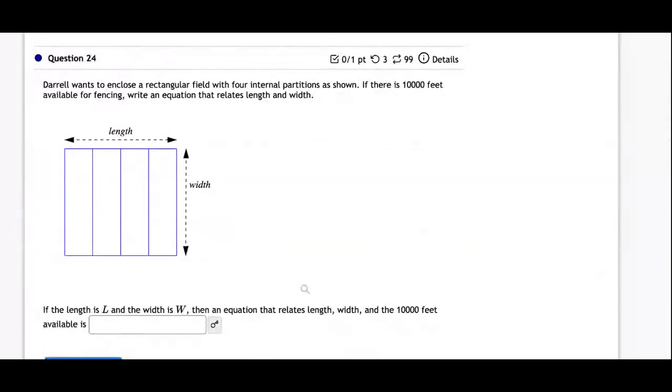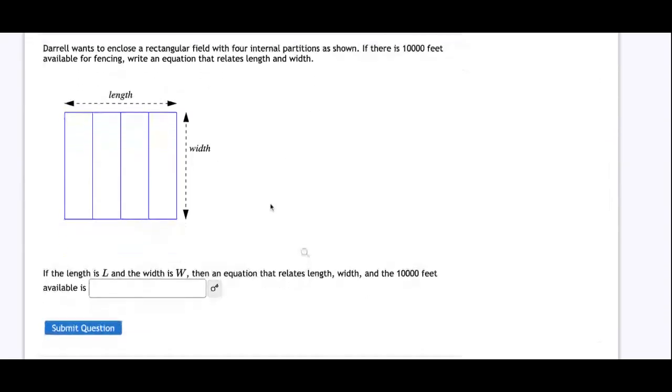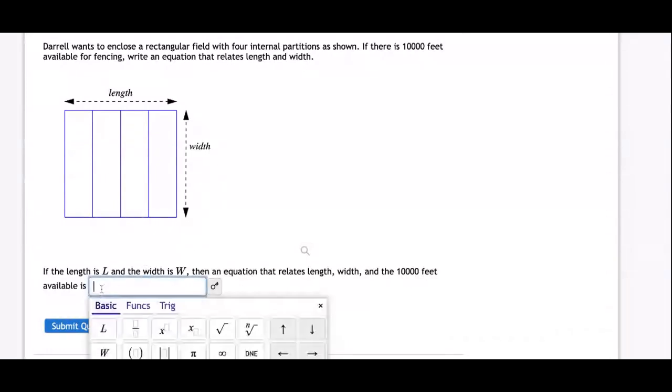Daryl wants to enclose a rectangular field with 4 internal partitions as shown. If there is 10,000 feet available for fencing, write an equation that relates length and width. Okay, we don't know width, we don't know length, right? But let's count how many widths he has to enclose. First, we need to write down the equation.